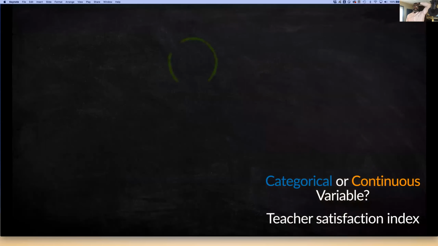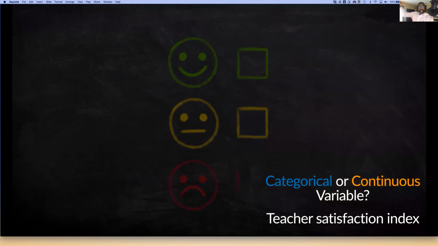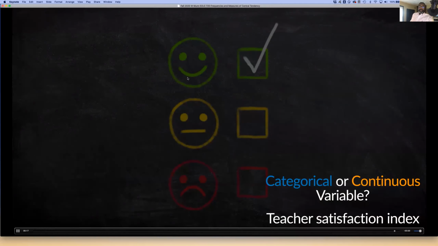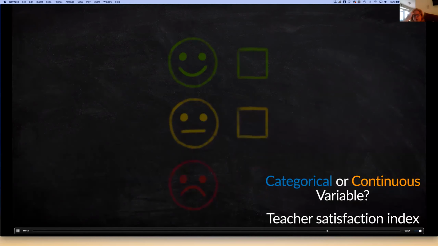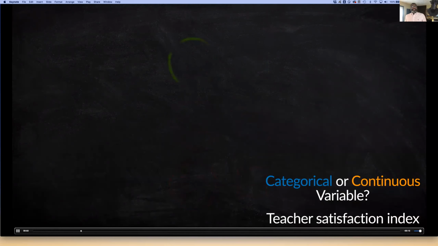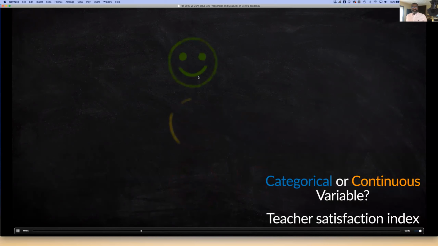Teacher satisfaction index. Continuous. It depends. If an index is numerical in nature, 1 to 100, then absolutely continuous. But if we're saying something like satisfied and not satisfied, then that would be what? Categorical. Well, I was thinking of the teacher working condition surveys, continuous. It's not always a yes or no. Right, so you're right. You're absolutely right.